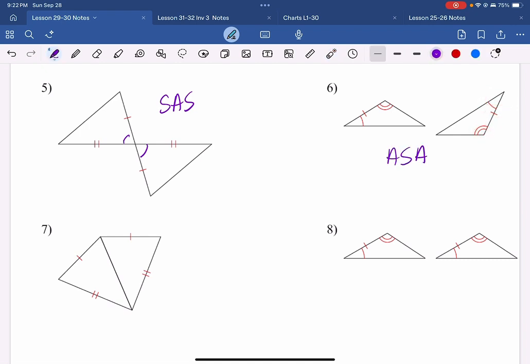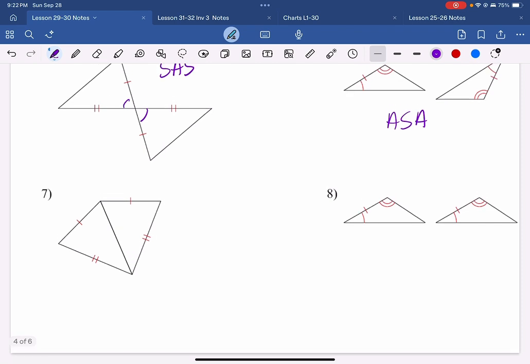How are y'all doing? Last 2. This side is congruent to itself. Side, side, side. Over here we have angle, side, angle. Okay, that completes our lesson for today.